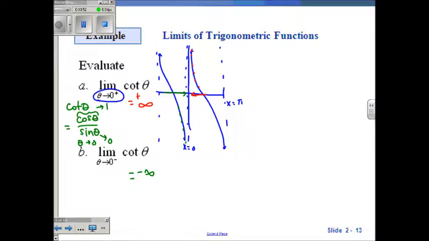If theta is approaching it from the positive side, then that means that sine of theta is positive, so it would be positive infinity. And if theta is approaching 0 from the negative side, then we know sine of theta here is going to be negative, so we'd be approaching negative infinity. So that's how you could do the trig functions. You could look at it as a quotient of sine over cosine, or cosine over sine for cotangent, or you can draw the graph of cotangent. You can see it graphically as well.